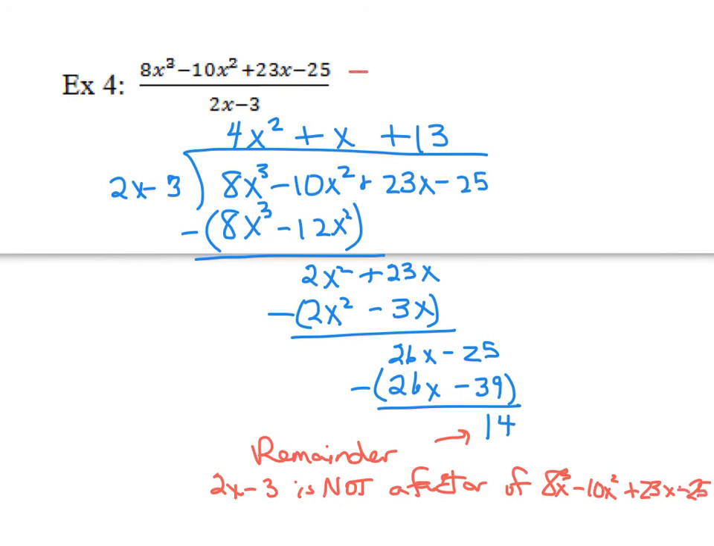I can also write the quotient down as 4x squared plus x plus 13 plus the remainder of 14 over 2x minus 3. So please review the method there, because that incorporated a few more steps because I had an x cubed to begin with.